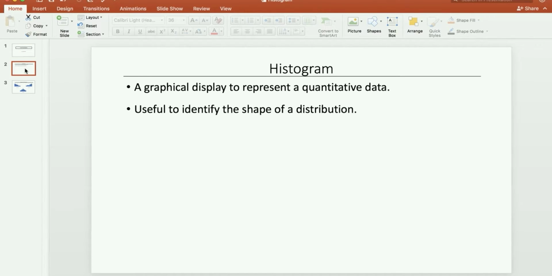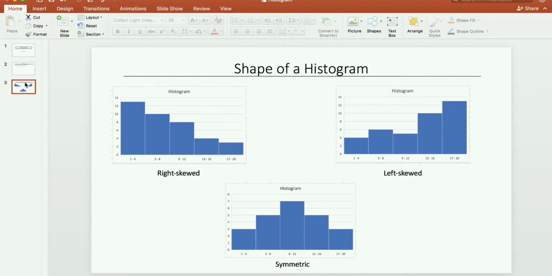First of all, I want to briefly define what a histogram is. In general, a histogram is a graphical display to represent quantitative data. One of the important purposes of plotting a histogram is to identify the shape of a distribution that the data has. In general, a histogram could be right skewed, as you can see on the left hand side here. It could be left skewed, as you can see on the right hand side, or it could be symmetric, as you see in the middle at the bottom here.